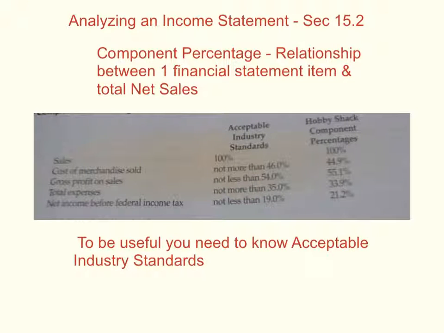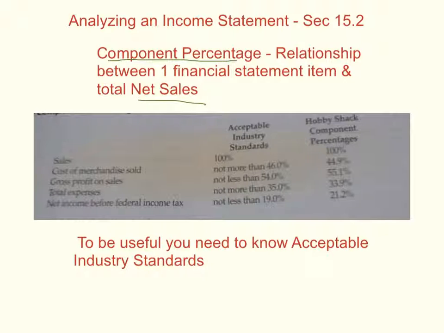In section 2, you're going to be learning how to analyze an income statement. We'll still be using our income statement from section 15.1, and now we'll be looking at the values on the income statement and determining an analysis of the company. We do this process through a component percentage. And a component percentage is a relationship between one financial statement item and total net sales.